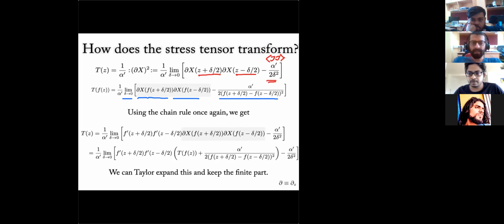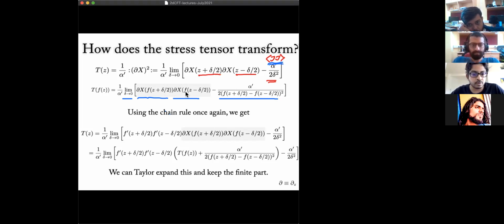So Shouvik, in writing down the OPE divergence, you just use the expression for the 2-point function of currents, right? That's right. Yes. So T of z is defined in this way, and T of f of z, just by following the thing above, is given by this.